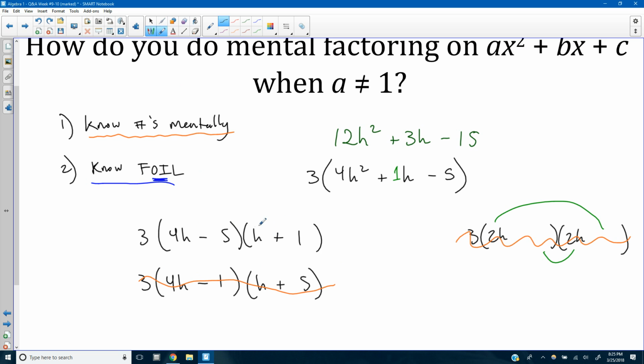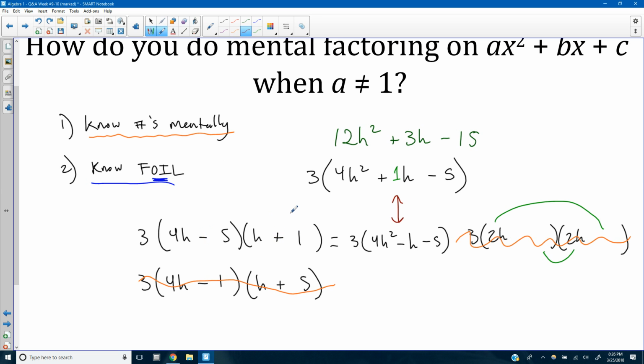Now, it's not that this is the answer, but take a look at this. 4 times 1 is 4. 1 times -5 is -5. So 4h minus 5h is negative. When I distribute this, this will be 4h squared minus h minus 5. Now, that's not the same thing as this, but what's the difference? Is that if only this were positive and this were negative, that would give me my answer.